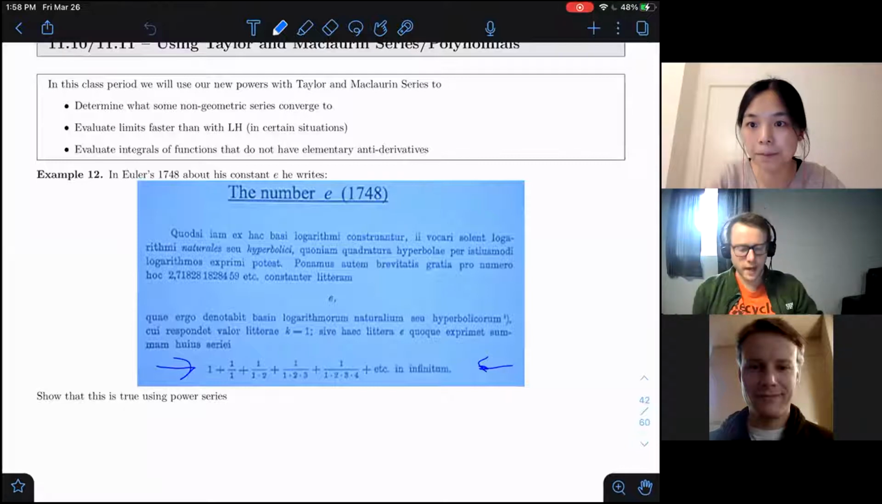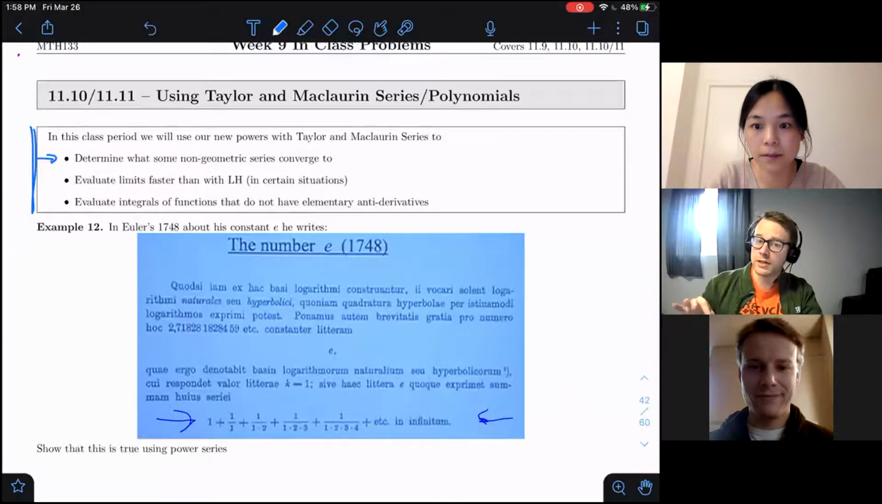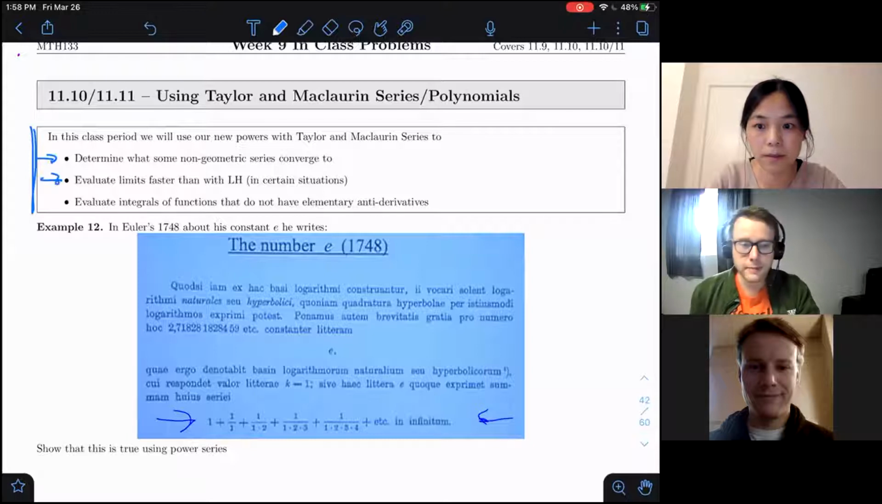Good. So today's goals, again, this kind of spans a little bit of 1110 and 1111, is we're going to continue to determine what some non-geometric series converge to. We're going to evaluate out some limits, faster than with L'Hopital's rule. And we're going to be able to evaluate integrals of functions that do not have elementary antiderivatives. And so this last one right here is actually the one that I think is the most important.